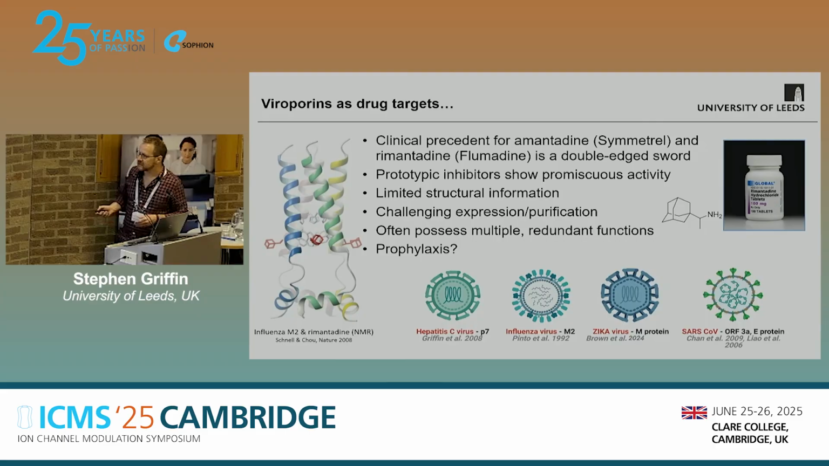And these are just a list of the viroporins that we're working on at the moment. We tried to pick the nastiest viruses possible, obviously. I used to work on hepatitis C a long time ago, but there's no money for that now because apparently it's cured. But we're working currently on flu. Zika is an example of flaviviruses, which I'll come on to in a moment, and of course, SARS-CoV-2 and other coronaviruses.